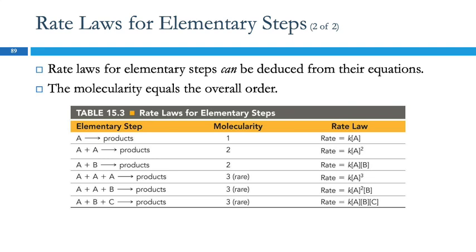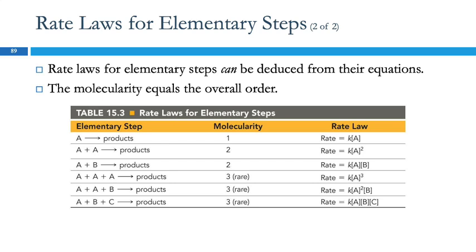So rate laws for the elementary steps can be deduced from their equations. And this is why I emphasized at the beginning that we cannot determine a rate law for a chemical equation just by looking at the chemical equation. Because the chemical equation that we see is almost never an elementary step. It does not describe exactly what's happening. So we can only find out what the rate law is through experiment.